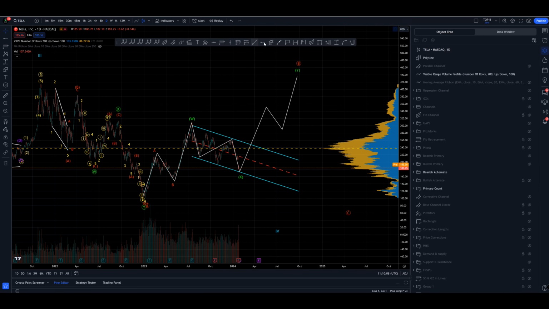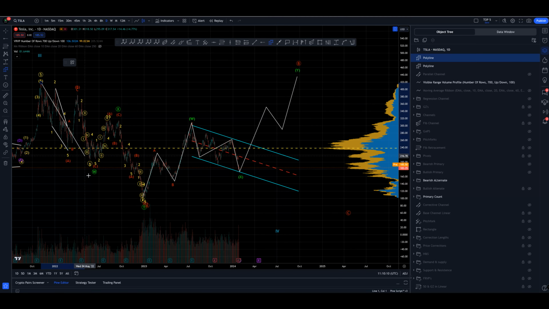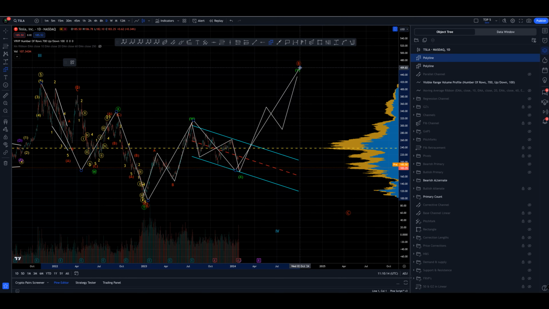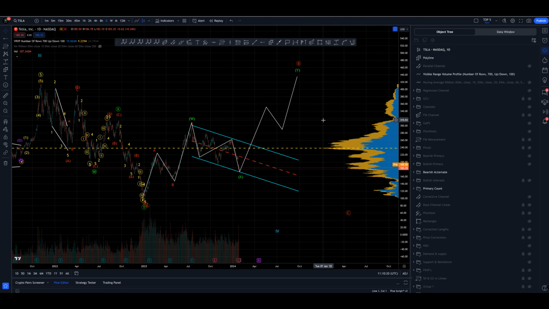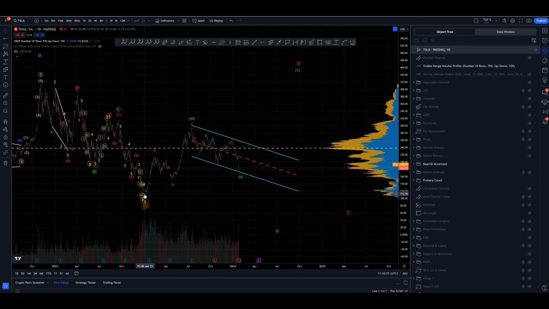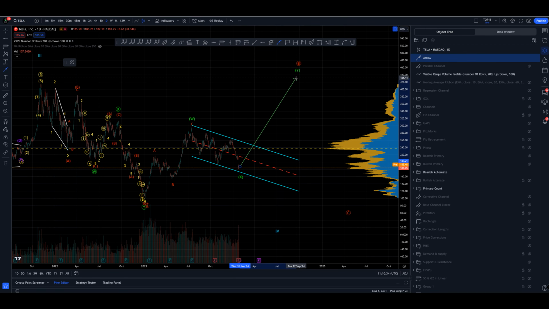Okay, so this actually breaks down into what we call an expanded flat, where we go W, X, Y, like that, A, B, and then 5 waves down in a C. And it's a huge flat structure. Either way, we've so far got 3 counts which all classify that as a 3-wave move rather than a 5, and 2 of them actually lead higher, and only 1 of them leads lower.